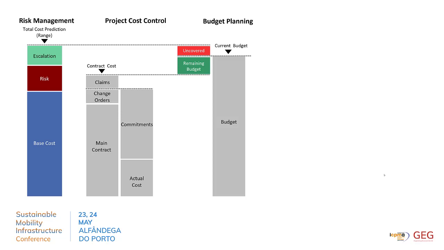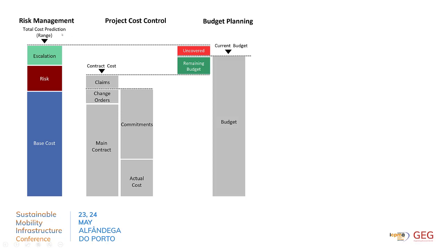And usually the project cost control controls any contract with change orders, claims, etc. against the budget planning. And we can always say how much budget is remaining in our project. But often we can't answer the question, how good is the budget? And therefore we need a risk management approach. Risk management on the left side has three main components, which is the base cost, the cost if everything goes according to plan, the risk, of course the risk part, uncertainties, and the escalation, which is the future inflation rate.